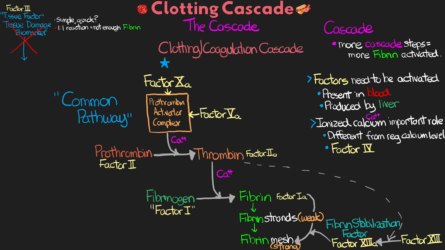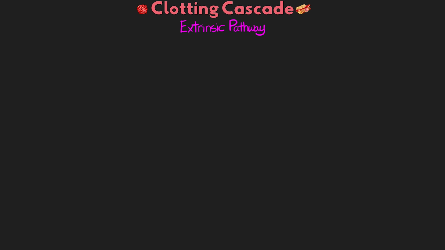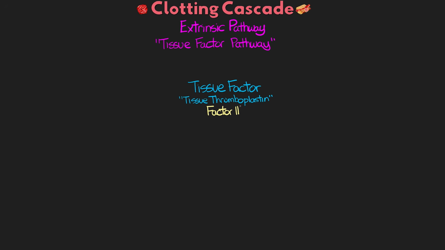These two different ways that we do this, we call the extrinsic pathway and the intrinsic pathway. So let's start off talking about the extrinsic pathway. And here, this pathway is also known as the tissue factor pathway. This pathway is actually initiated by damage to the tissue and the vasculature, allowing blood to come into contact with the tissue. This tissue actually expresses that tissue factor, aka tissue thromboplastin, aka factor 3.